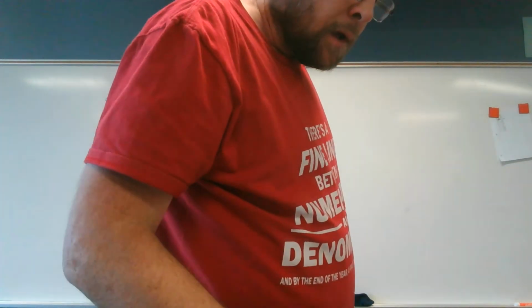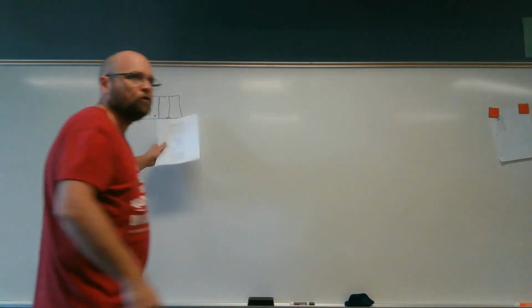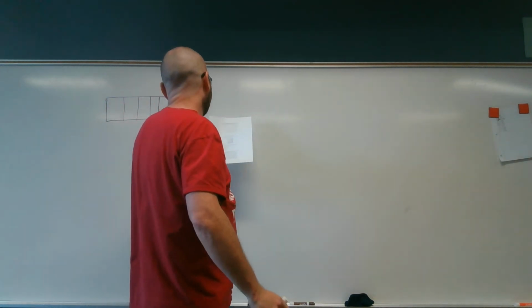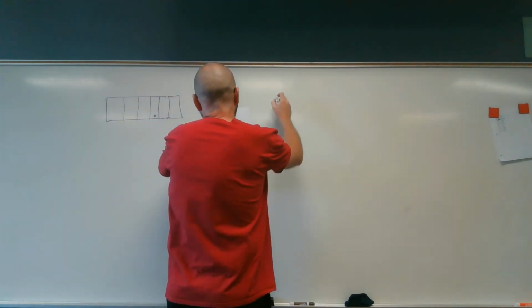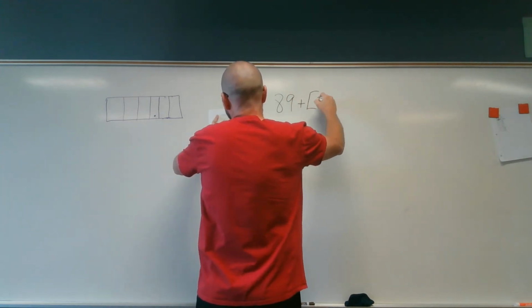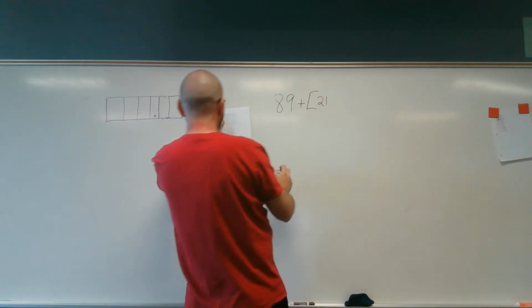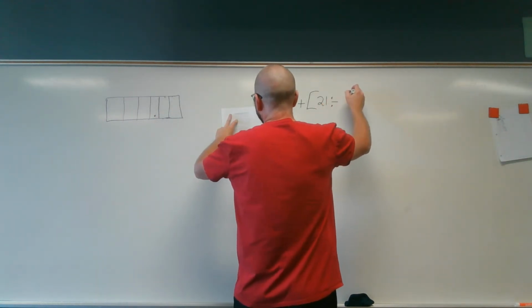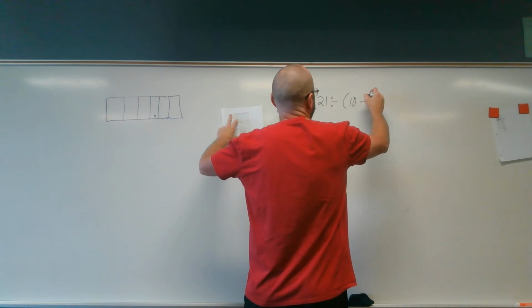All right, so this is another one, but I'm doing this one because I want to make sure you know how to bubble in here. So simplify the following expression. We have 89 plus, does that say 21? Is that 21 divided by 10 minus 7?